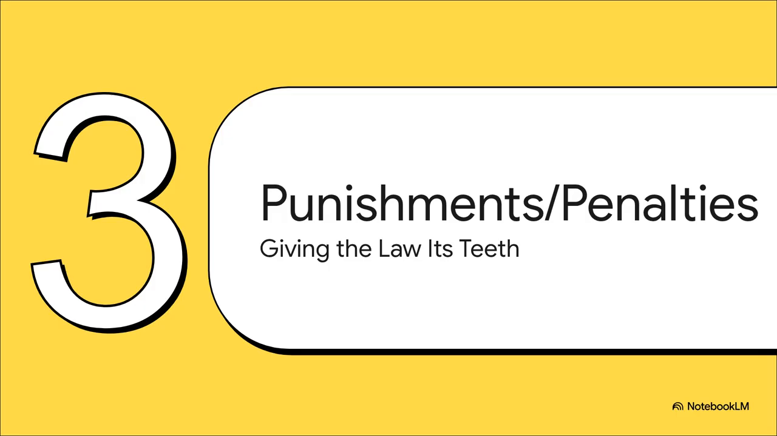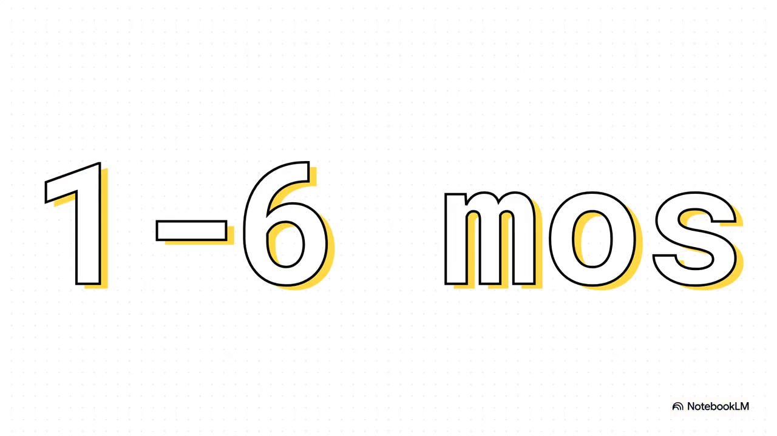So the rules are pretty clear, but a law is only as good as its consequences, right? So what happens if you break these rules? Well, this is where the act shows its teeth. For most first-time offenses, we're not just talking about a little slap on the wrist. The law demands a minimum of 1 month in jail, which can go up to 6 months. And that's on top of a fine. It's designed to be a serious deterrent from the get-go.